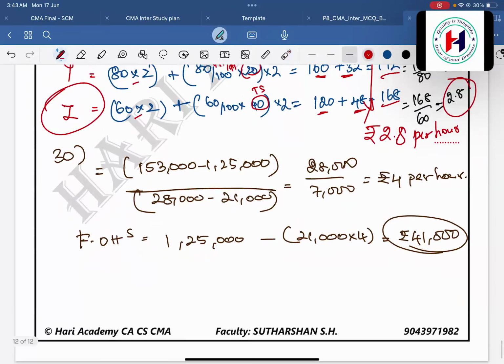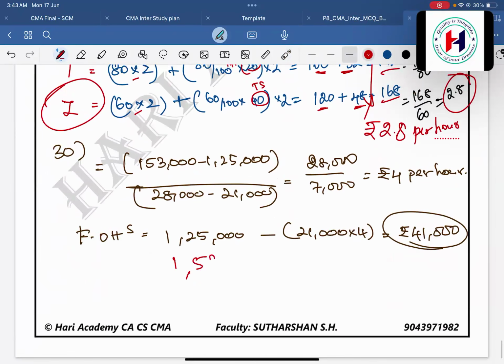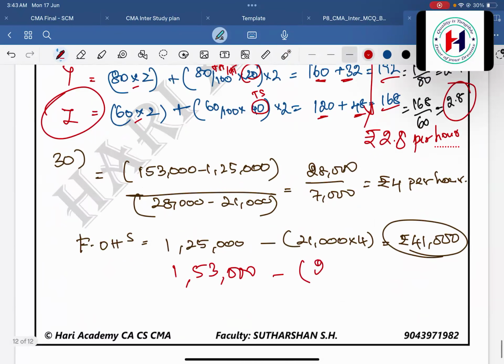Alternatively, 1,53,000 you can take also, minus 28,000 into 4. 28,000 into 4 is 112. 1,53,000 minus 112 will give you 41,000. In any way you can do.